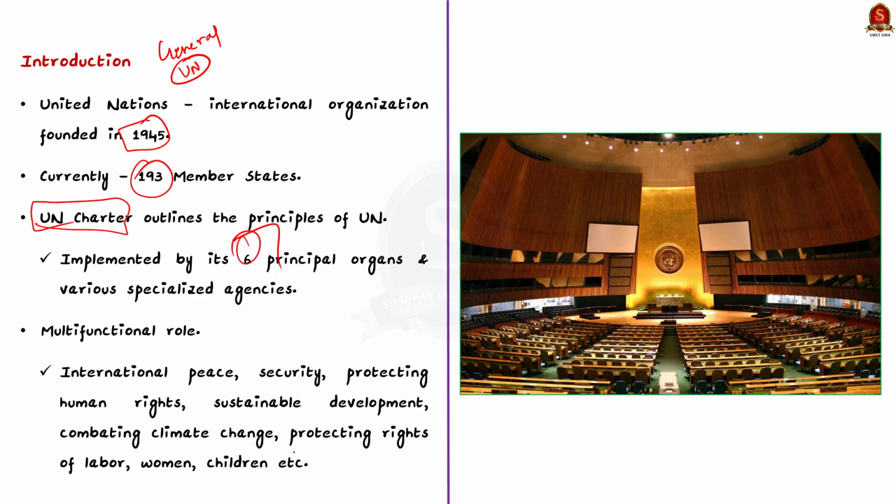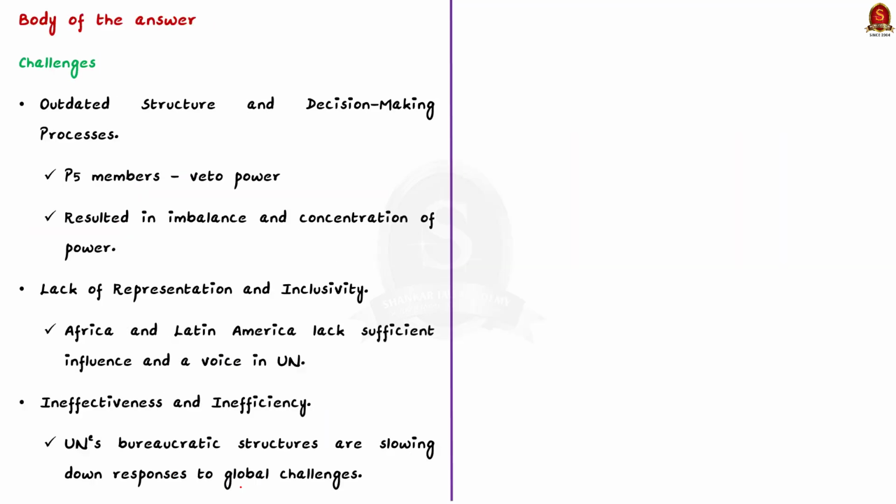Even though founded in the backdrop of World War II to maintain global order and peace, the United Nations has a multifunctional role ranging from maintaining international peace and security, protecting human rights, promoting sustainable development, combating climate change, protecting rights of laborers, women, children, etc. Finally, add a link statement that leads us to the body of the answer. You can mention that the United Nations has completed more than 75 years of existence. At this juncture, let us look at the challenges of the United Nations and the various reforms needed. This provides a link between the introduction and the body part.